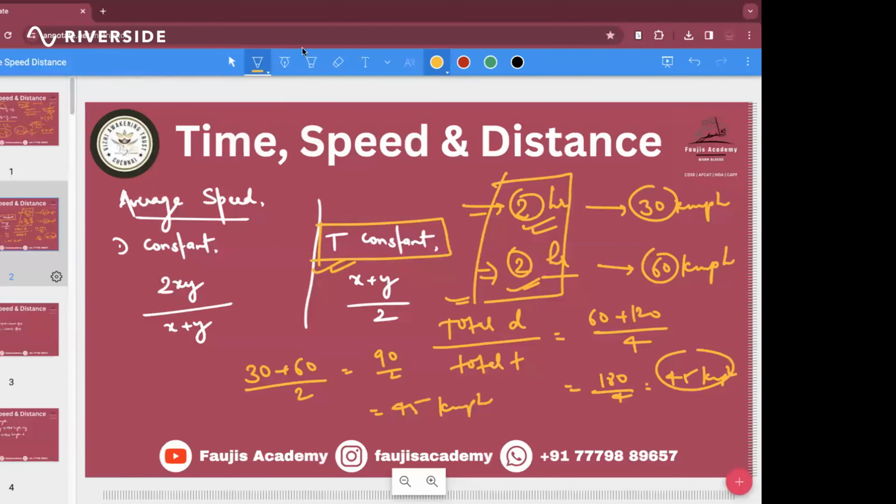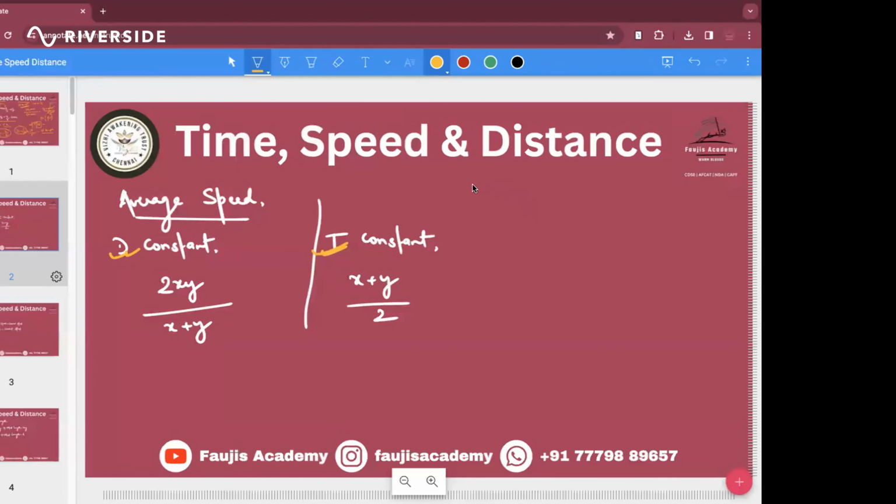Now let's imagine your distance is constant here. Now we understood this case. We understood t constant. Now let's understand the distance constant. So the distance is constant. Now first I'm going 10 kilometers at the speed of 10 kmph. And then I came back. This is for the going. And now I came back from point A to B, the same 10 kilometers at the speed of 2 kilometer per hour. So what is the average speed?